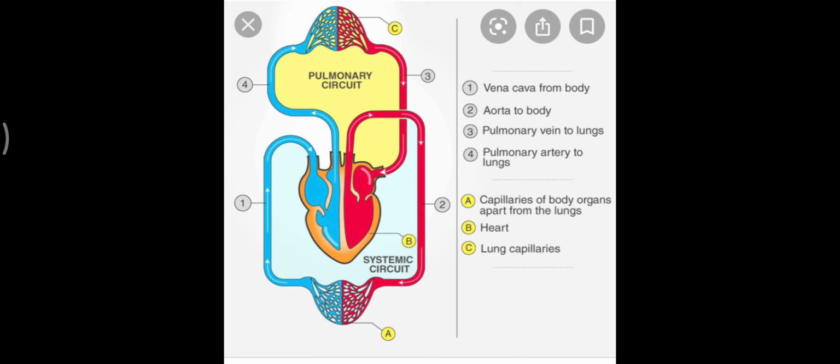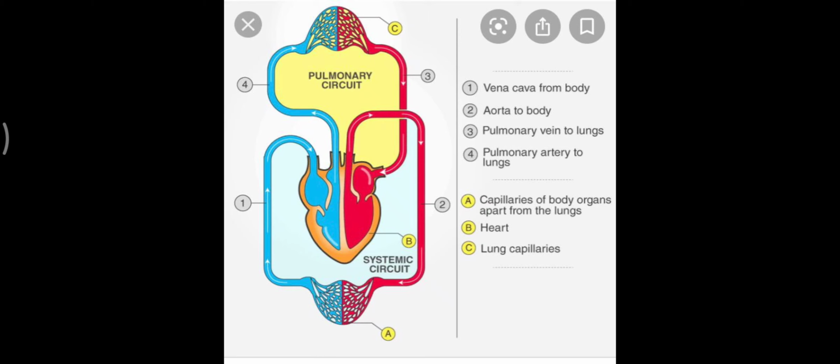So in pulmonary circulation, the deoxygenated blood from the right ventricle will move into the lungs where it is oxygenated, and that oxygenated blood is returned back to the left auricle.